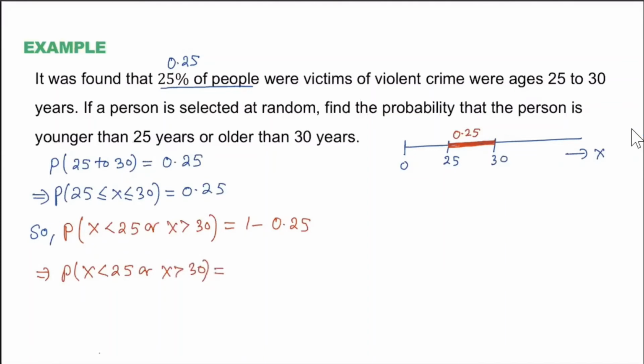How much is that? You can subtract it. It should be 0.75, right? So that is the probability. So 0.75 is the probability that someone who is younger than 25 or older than 30 years is the victim of violent crime. Any question on this example?